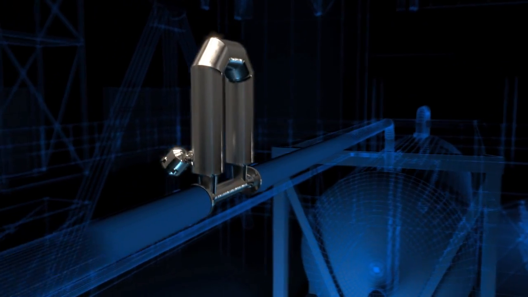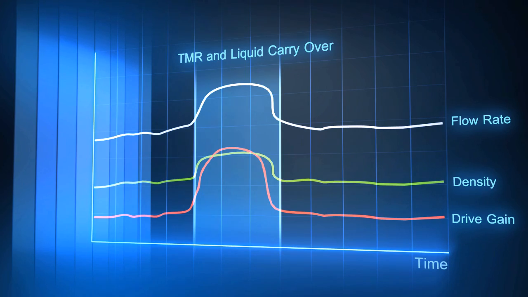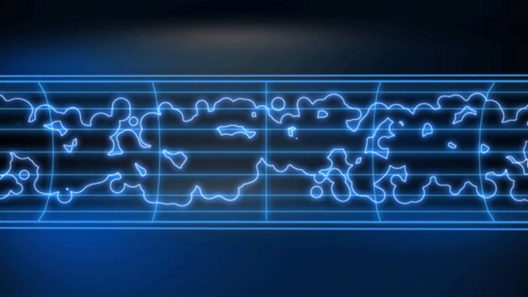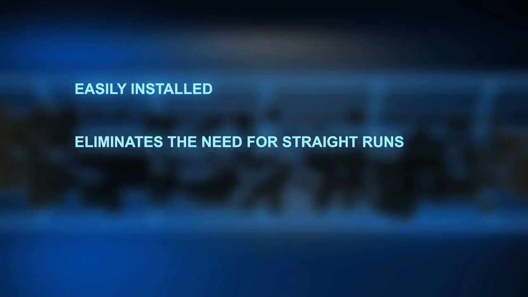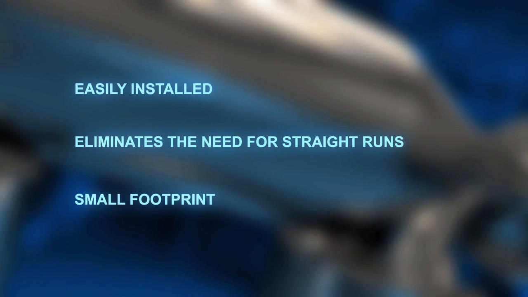Used on a gas leg, there are a number of benefits. The gas leg meters enable operators to easily detect liquid carryover and help to prevent separator upsets. The wide turndown eliminates the meter changeout as gas rates change over time. It is easily installed, eliminates the need for straight runs, and has a small footprint, making it ideal for production environments.